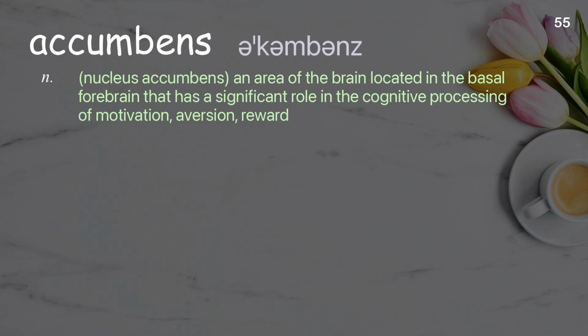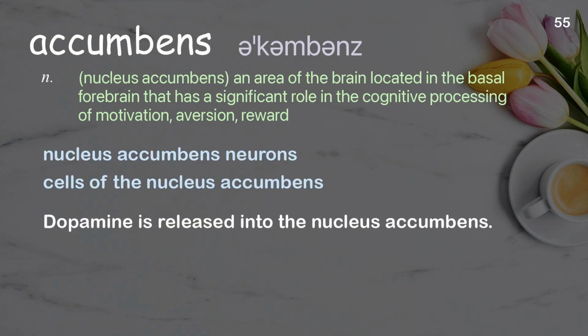Accumbens. Nucleus accumbens: an area of the brain located in the basal forebrain that has a significant role in the cognitive processing of motivation, aversion, reward. Examples: nucleus accumbens neurons, cells of the nucleus accumbens. Dopamine is released into the nucleus accumbens.